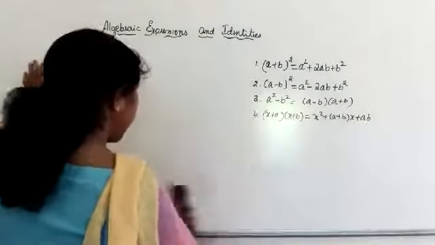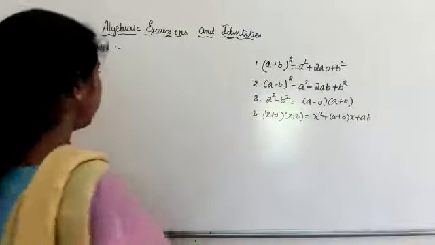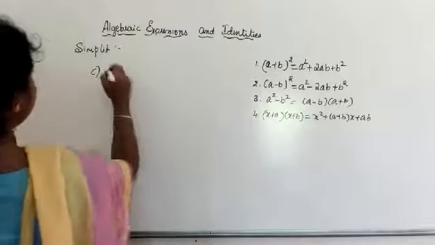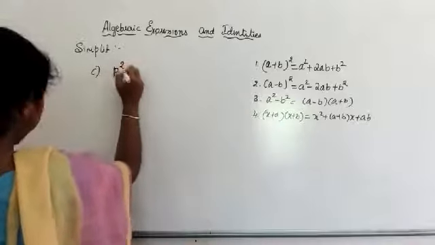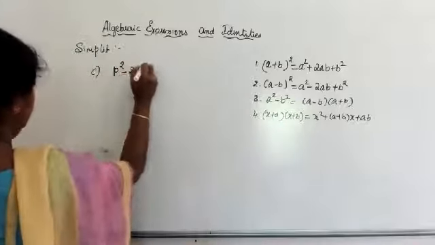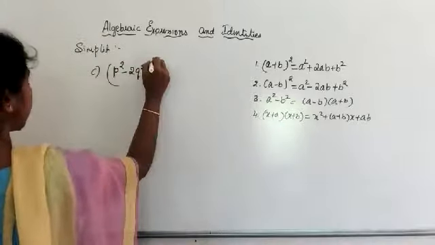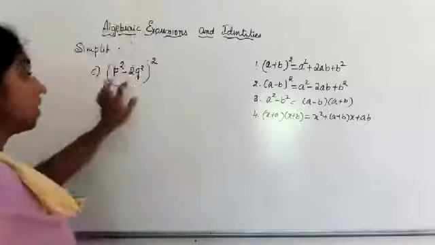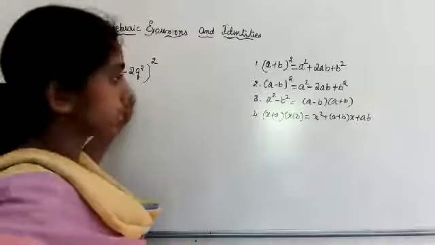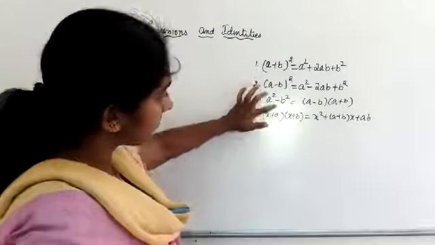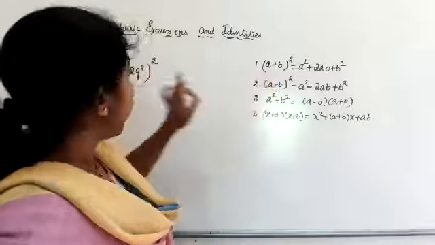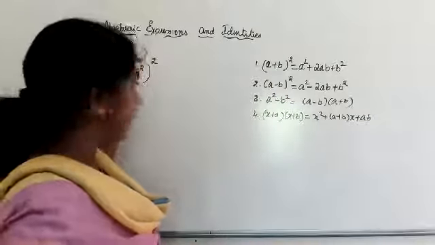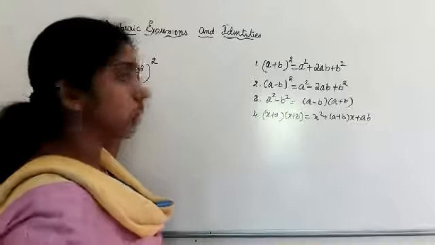Let us solve a few other problems. Next, p square minus 2q square the whole square. This is the question now. Again look at which identity. We have two terms separated by a negative sign, and we have power 2 outside. Inside, the second term does not have power 2.